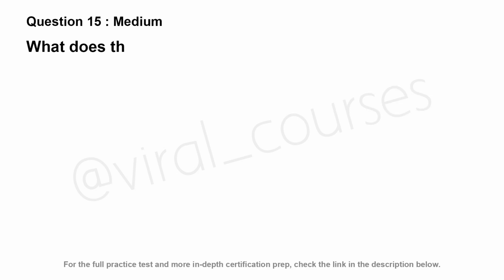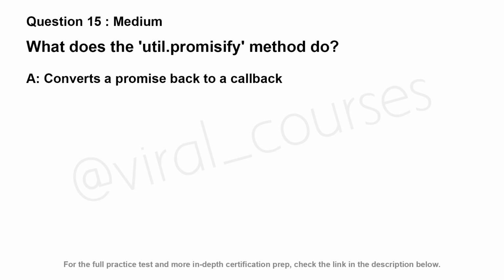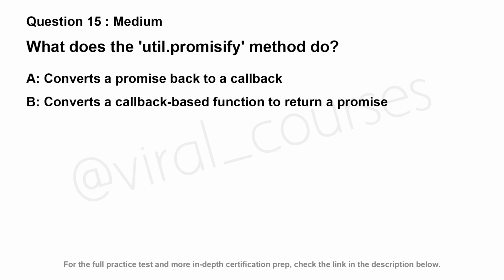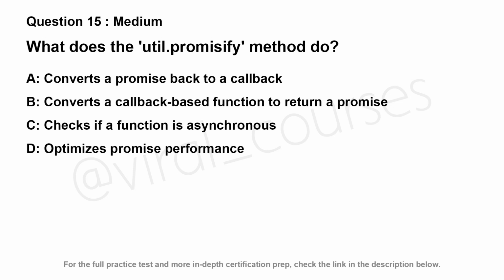What does the util.promisify method do? Option A, converts a promise back to a callback. Option B, converts a callback-based function to return a promise. Option C, checks if a function is asynchronous. Option D, optimizes promise performance.